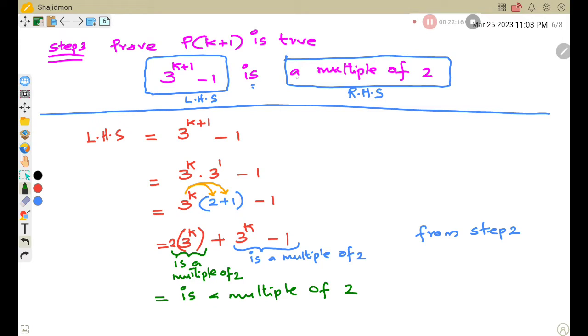That is the right hand side. See, is a multiple of 2. That is the right hand side here. So the left hand side is the same as the right hand side, correct? That means 3 power k plus 1 minus 1 is a multiple of 2. That is the meaning. That means we can say P of k plus 1 is also true. P of k plus 1 is true. So P of 1 is true, P of k is assumed, P of k plus 1 is true.